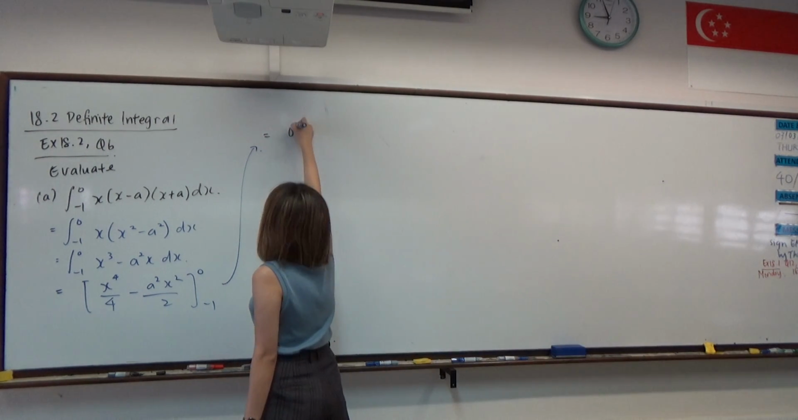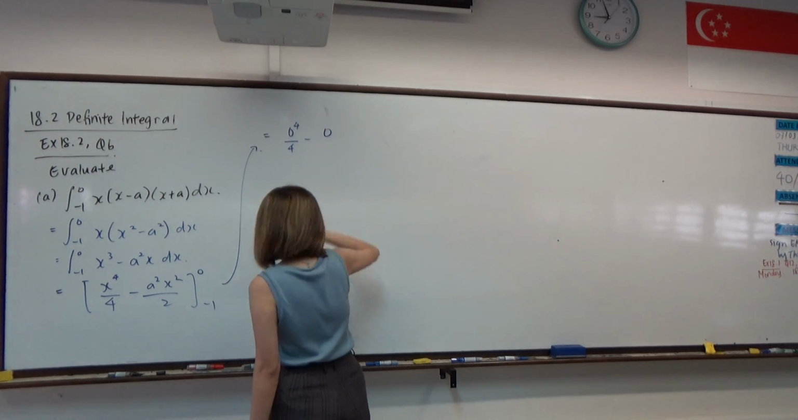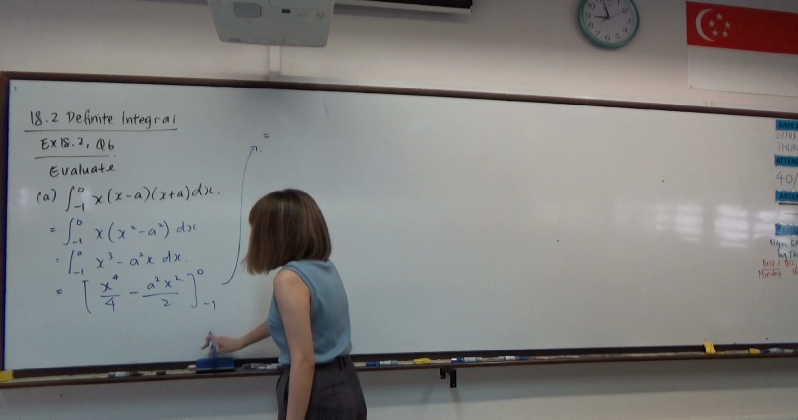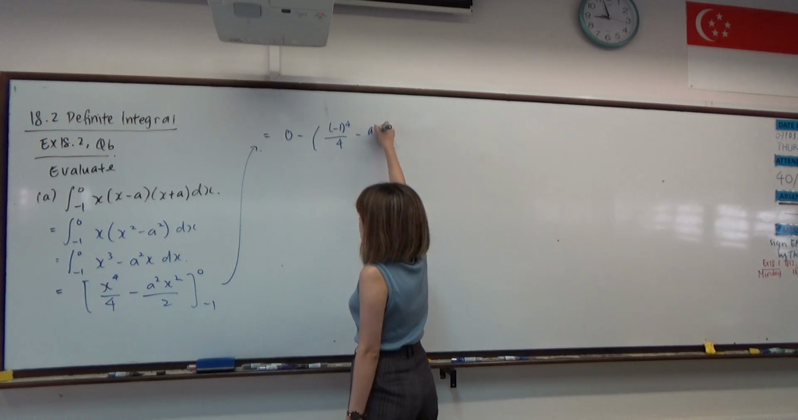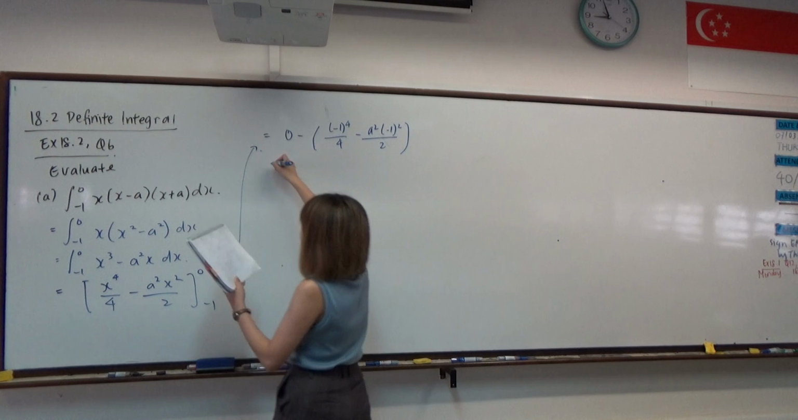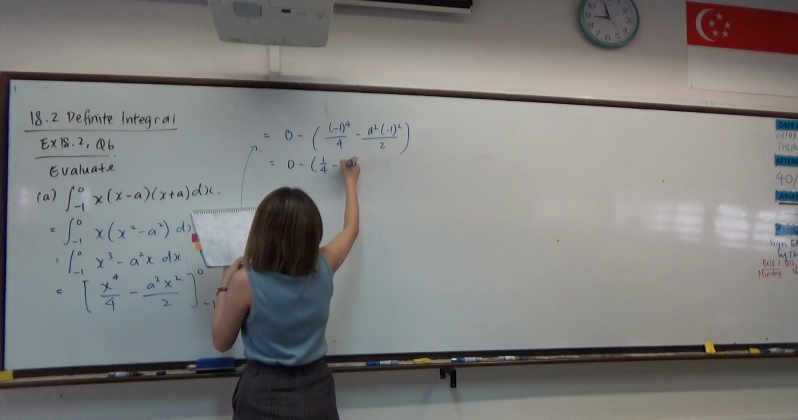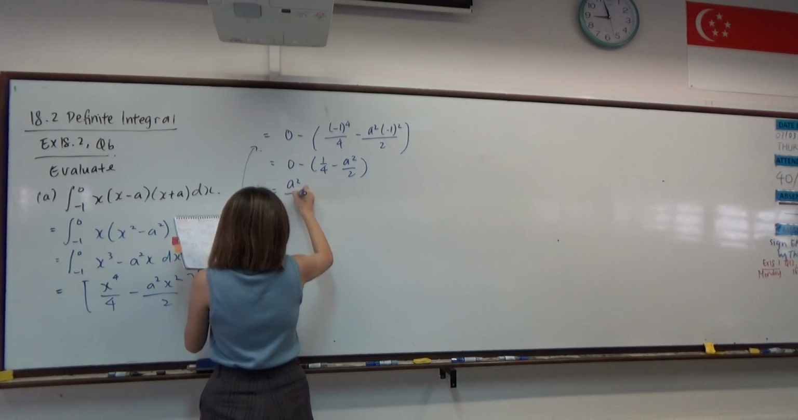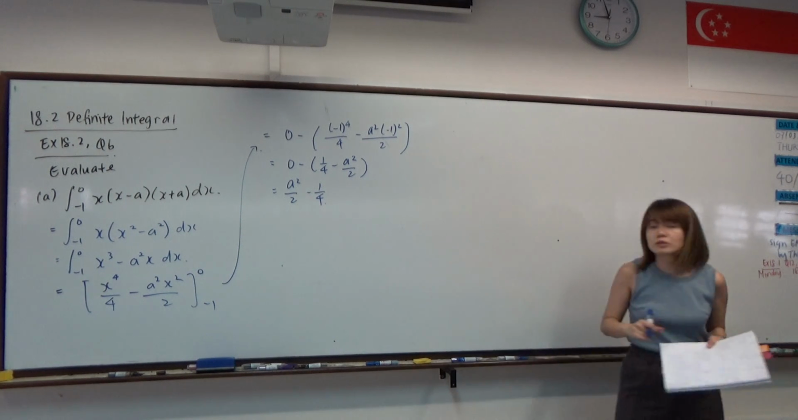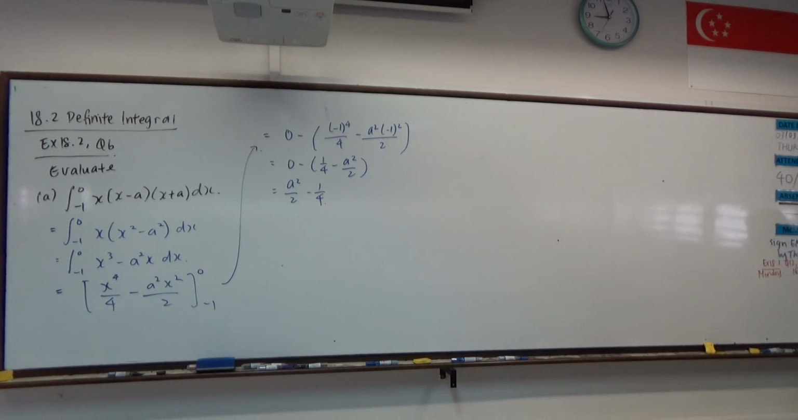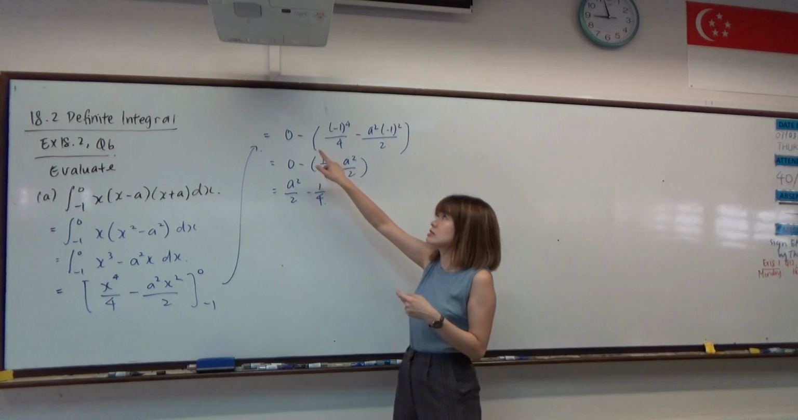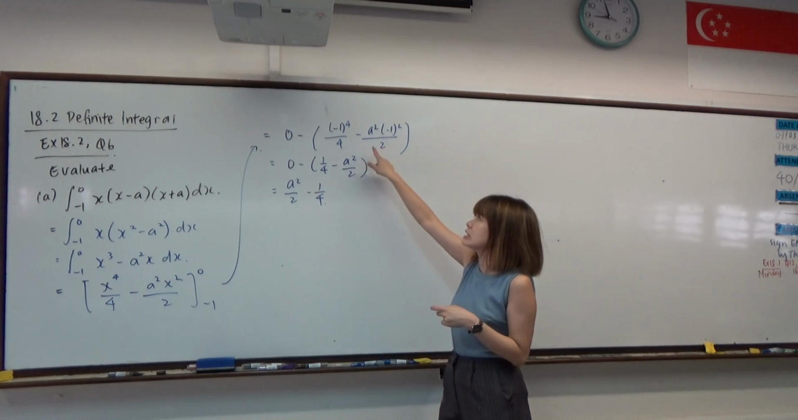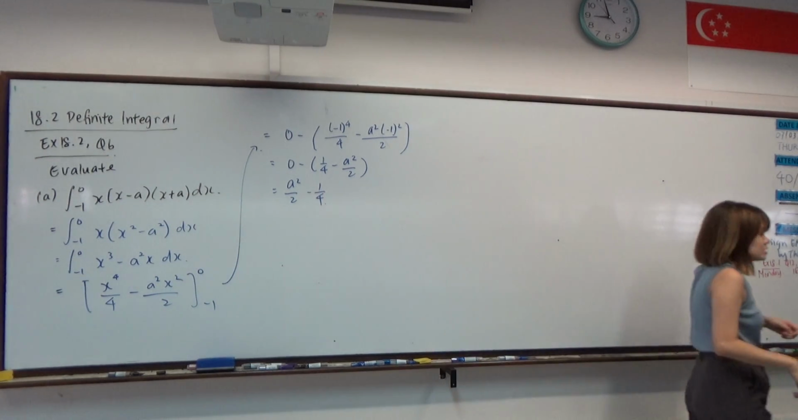So, when you substitute in the upper boundary, you get 0 minus the one with negative 1. You will get a^2 over 2 minus 1. Okay, so upon yesterday's questions, some of you might have forgotten to put in the brackets, especially when there's a 0 over here. If you don't write the brackets, then it will affect your operations. Hence you did not get an answer.